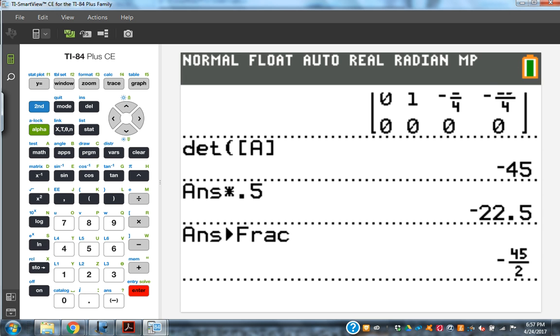Area is always what kind of number? Positive, because it's a measurement. Okay, and that's where they're saying up there in the instructions, it says the absolute value. Absolute value is always what kind of number? Positive. So we're going to change that to a positive 45/2, which would be B.